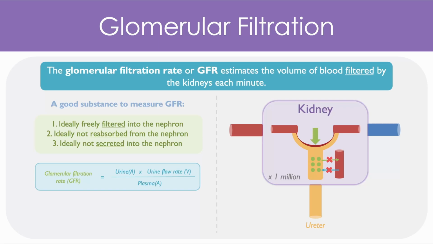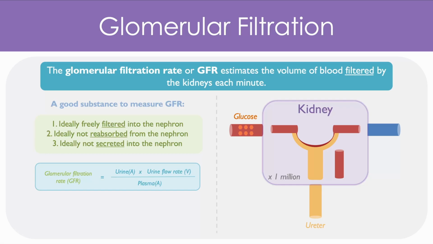One substance which matches all of these criteria is a molecule called inulin, and this is considered the gold standard for measuring GFR. The only issue with inulin is that it's exogenous, so it has to be injected into the patient, which makes it quite difficult to use in acute scenarios. Just for the sake of example, let's take a look at why we can't use specific substances to measure GFR if they don't match all of these criteria.